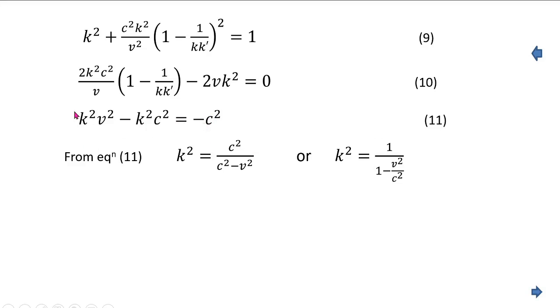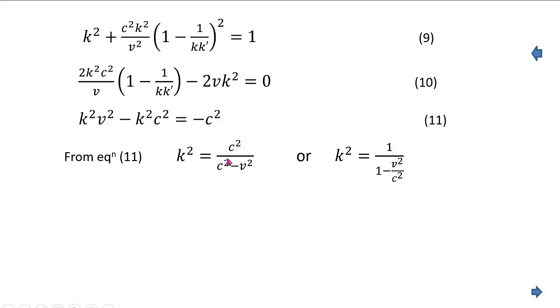This minus sign is taken common and cancelled. Then we get k square. From this equation we get k square is equal to c square upon c square minus v square. Or this equation may be written by dividing numerator and denominator by c square.